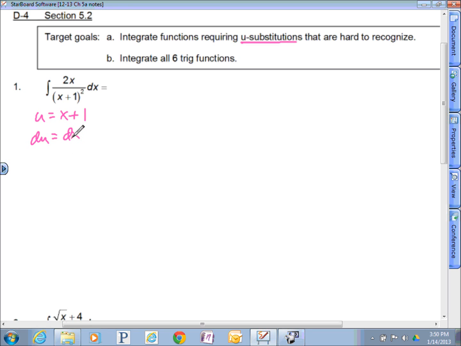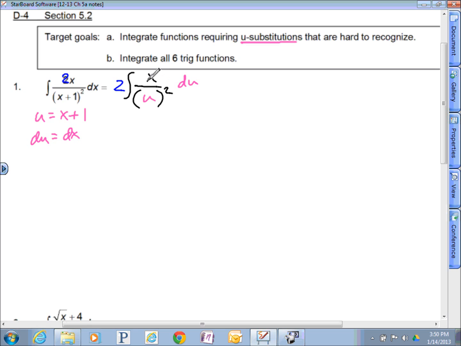So rewriting my integral, what it looks like I have is I've got the integral of a fraction, and I've got a u on the bottom, and that u, it appears, is going to be squared. And then my dx is the same thing as my du. But my issue is I've got a 2x that remains on the top. So I'm looking at this 2, and I'm seeing a constant. So I'm going to pull that constant out. But then I've got this x left over. So what am I going to do with this x that I have left over in the numerator?